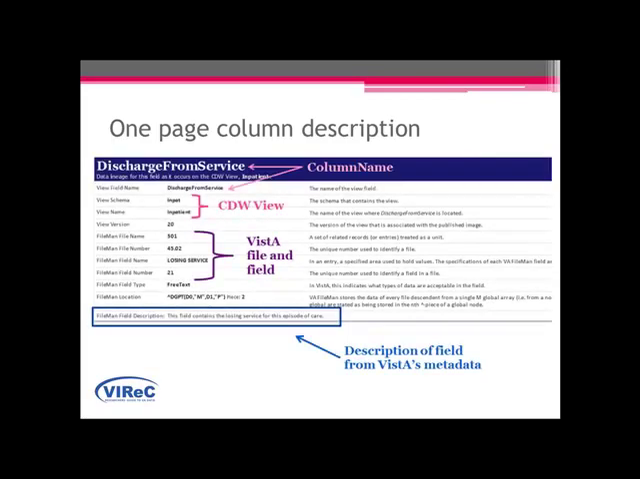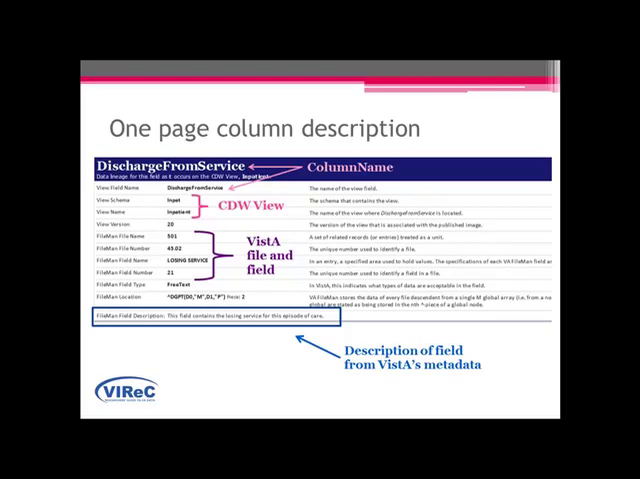When I open up this column level metadata, it will always have this form. At the very top, you see the column name. Right underneath that, you see the CDW view that it's from, impact inpatient. Beneath that, you will see the view version right in the middle, and then the VISTA file and field after that.